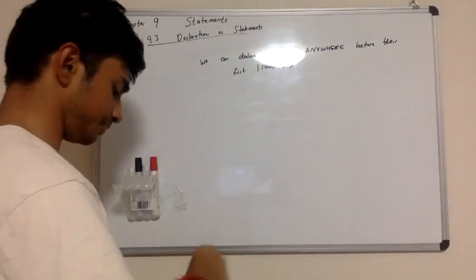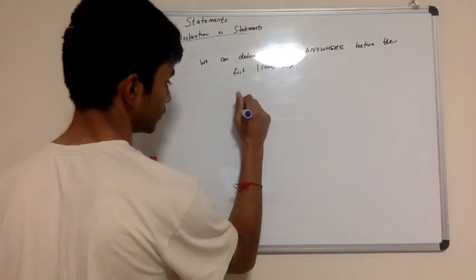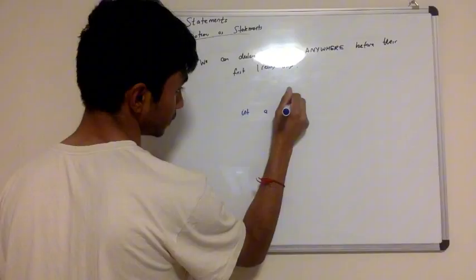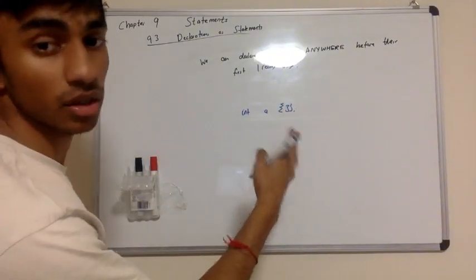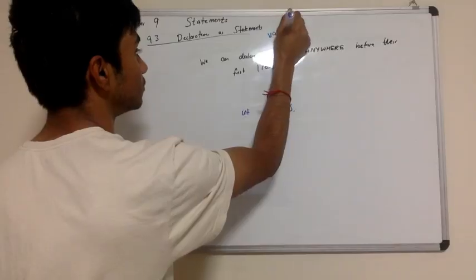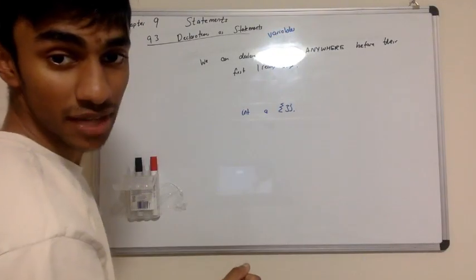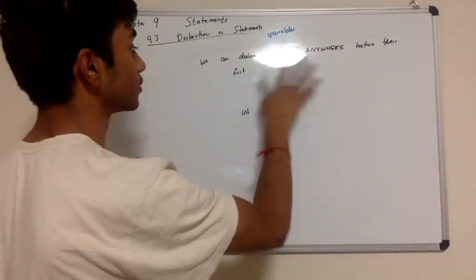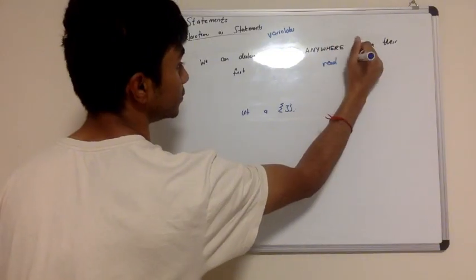So what I mean by that, imagine we have this int a is 3, and this is my declaration and my definition, right? We can declare variables anywhere before their first read usage.